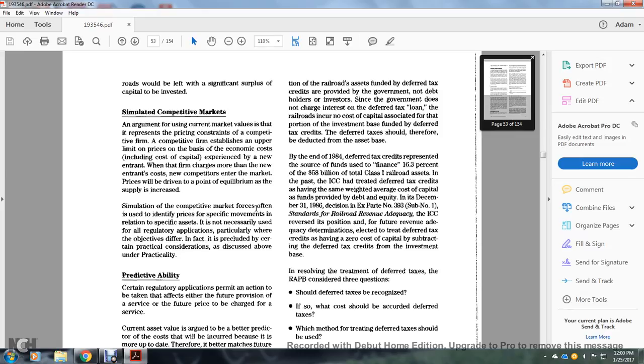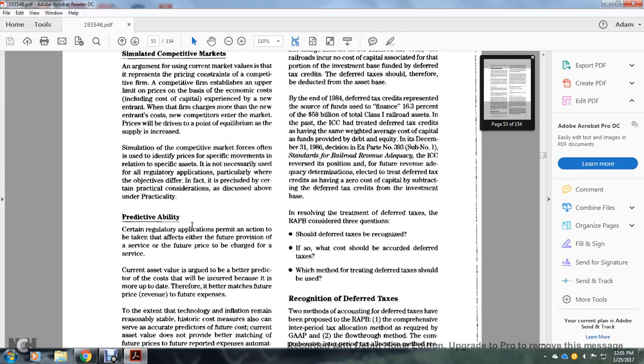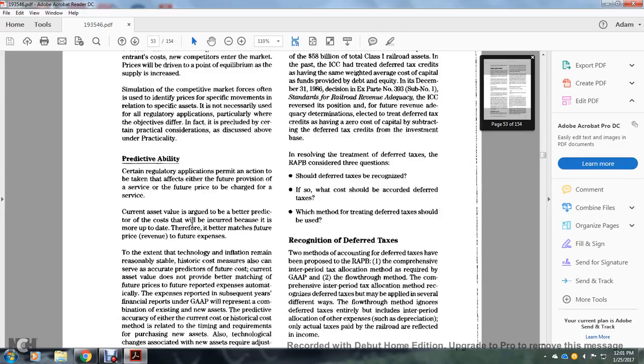The simulation of a competitive market may often be used to identify the specific movements of specific assets, though it is not necessarily used in regulatory applications, practically, because certain practical considerations preclude it, as discussed above under practicality.